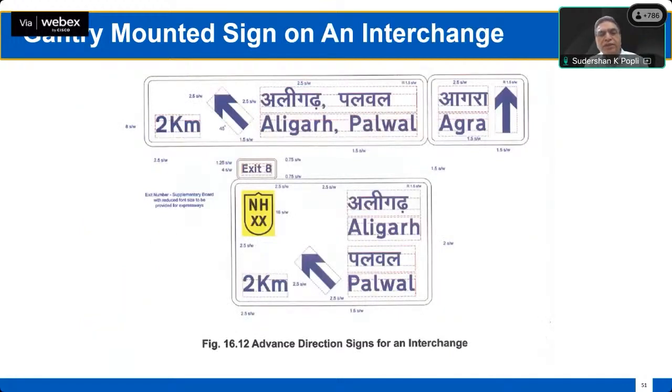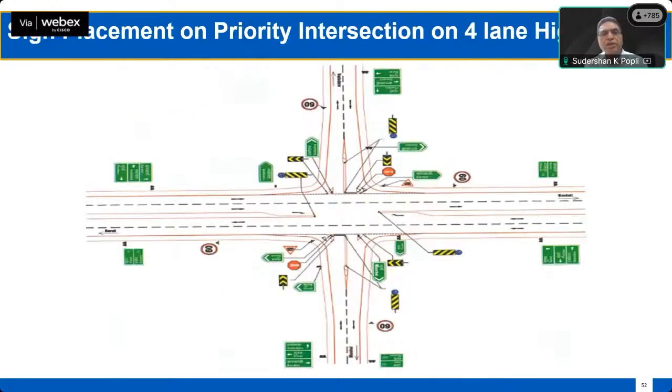Then wherever the exit is there, or in case of a cantilever gantry, you have to provide this kind of signs, and exactly which exit it is, exit 8, exit 7, and the NH where you are exiting, that is being mentioned. This is basically sign placement given in IRC 67.